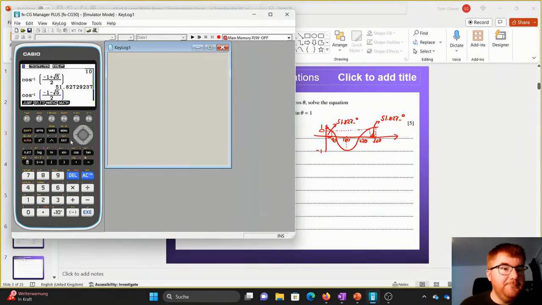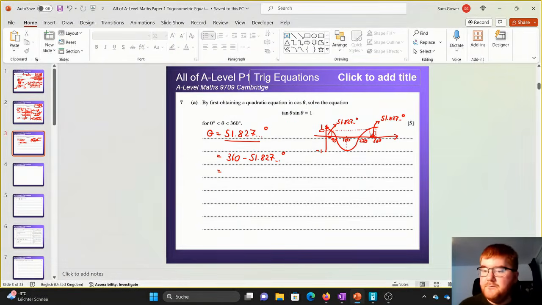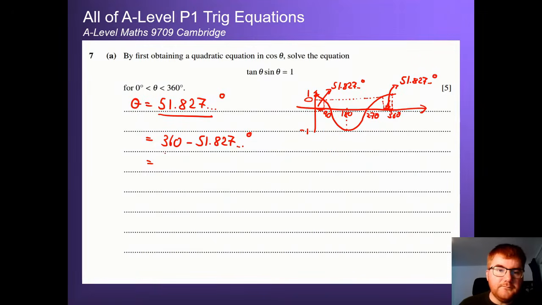Now here's our calculator, and all I'm going to do is, well, I've got a non-real error, so let's just delete what we just did before, and we just do 360 minus 51.827292..., that giving us the second solution of 308.172. So let's write that down. 308.172... degrees. Okay, I've got two solutions within this domain of 0 to 360.